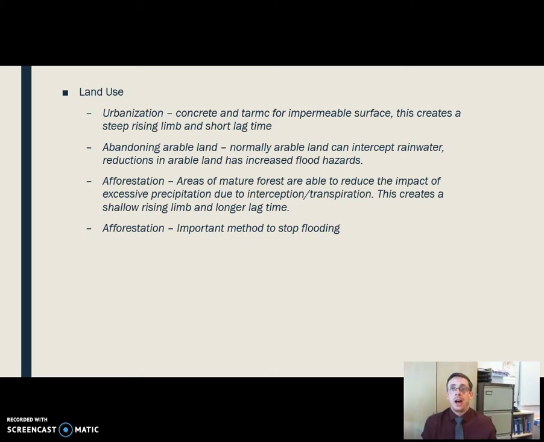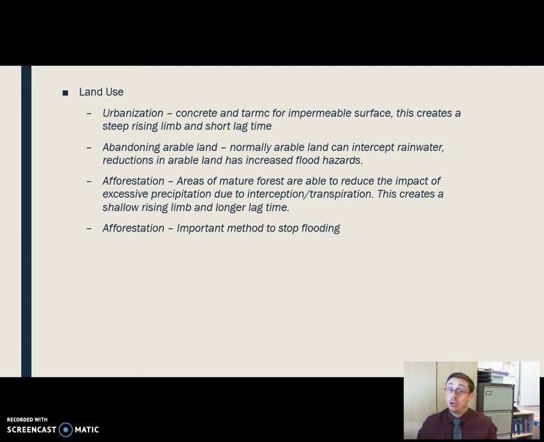Now normally, arable land is very, very good at intercepting rainwater, and reducing the volume of arable land that we have available increases flood hazards because we don't have that interception of water by trees, by grass, by the soil. We also don't have the soil as a store of water, so that's going to mean that it gets into the river systems even faster, and it increases flood hazards.